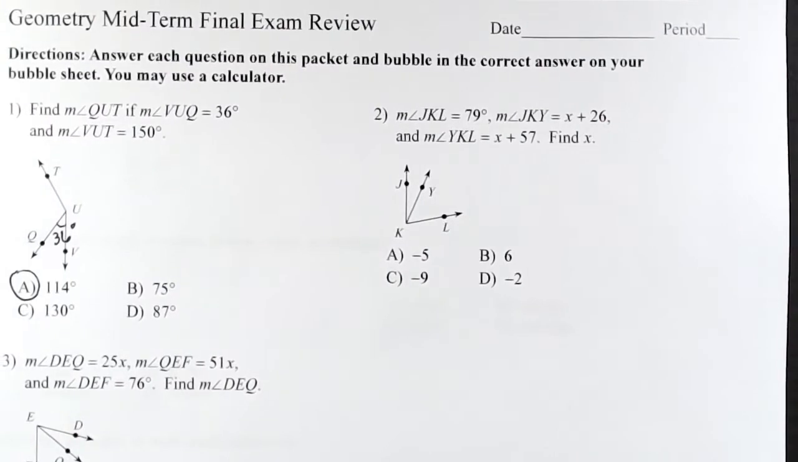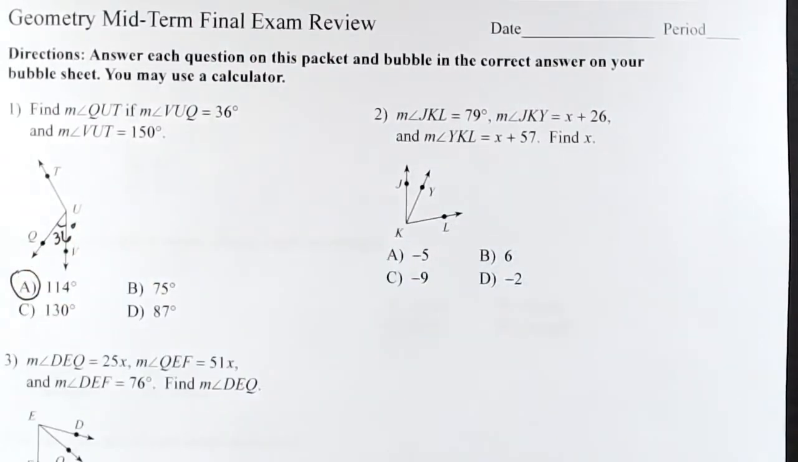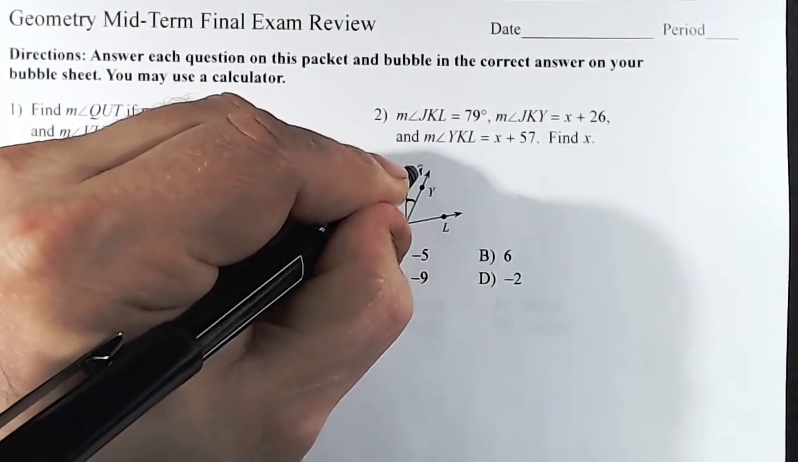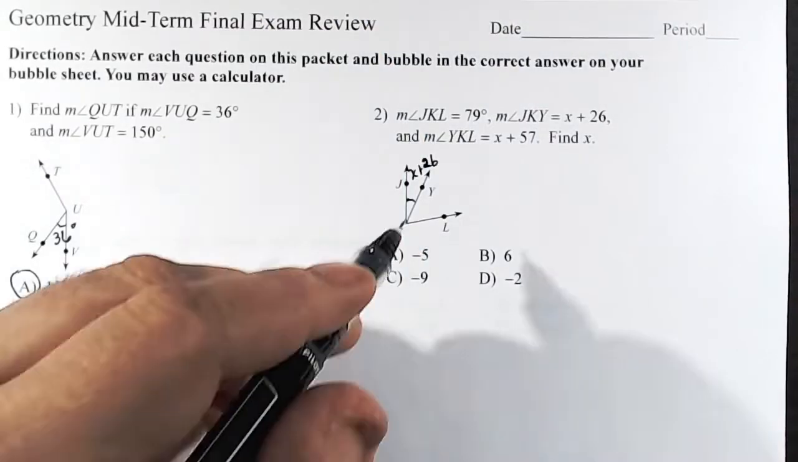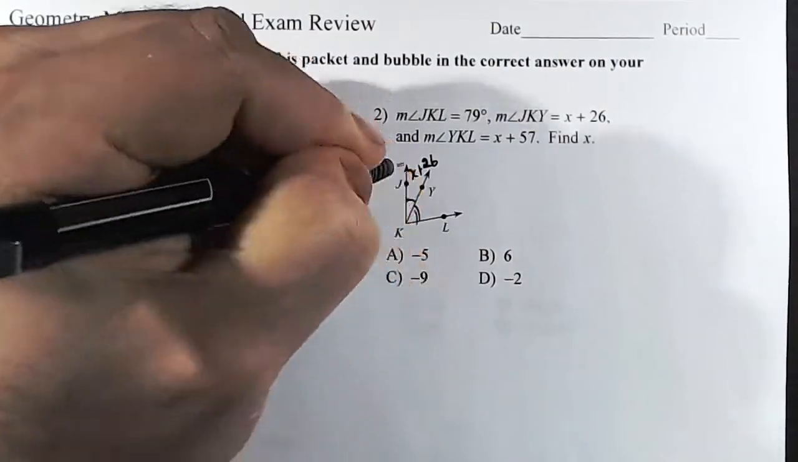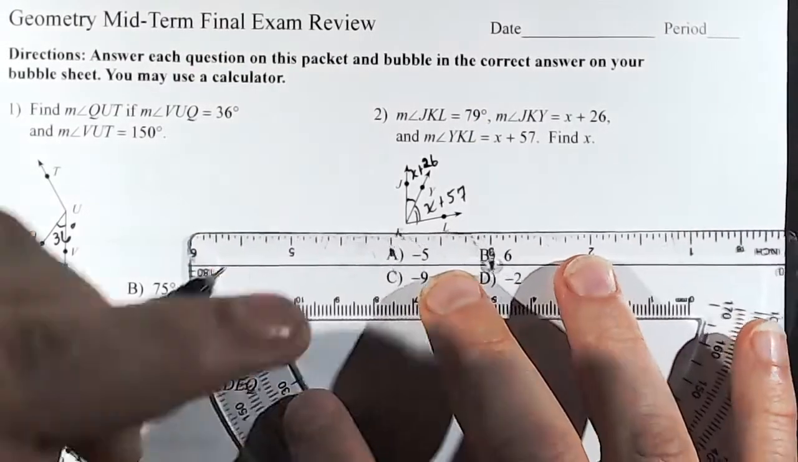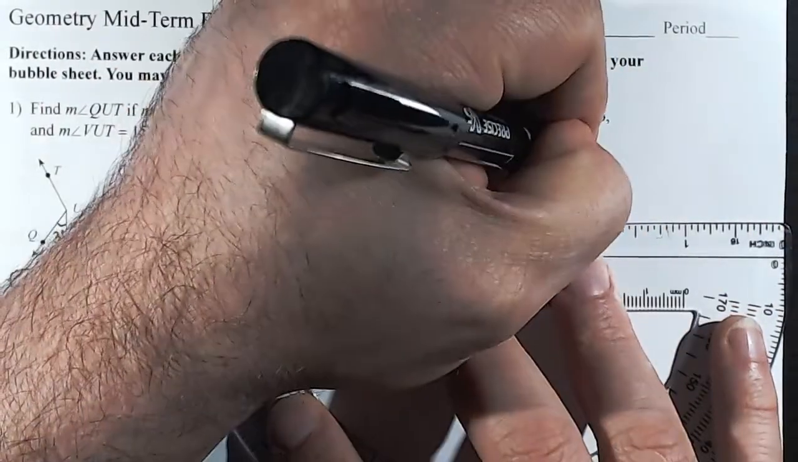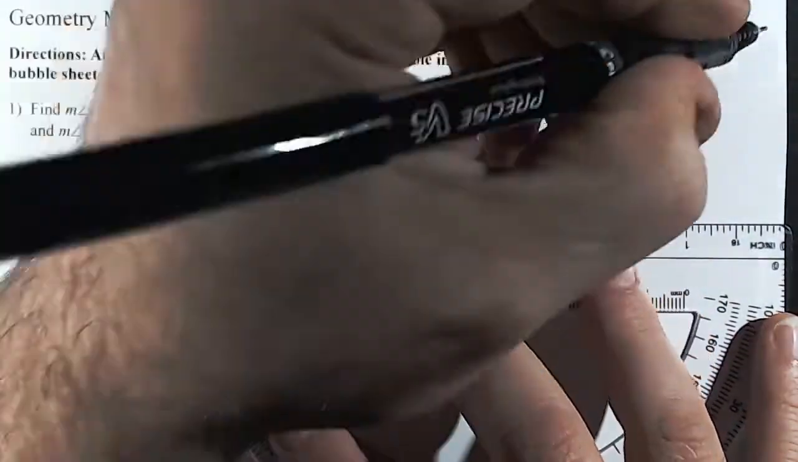Number two, the measure of angle JKL. JKL equals 79 degrees. That's the whole angle. The measure of JKY, this little angle here, is x plus 26, and the measure of angle YKL is x plus 57. It wants us to find x. So we have to write this out: x plus 26 plus x plus 57 equals 79.